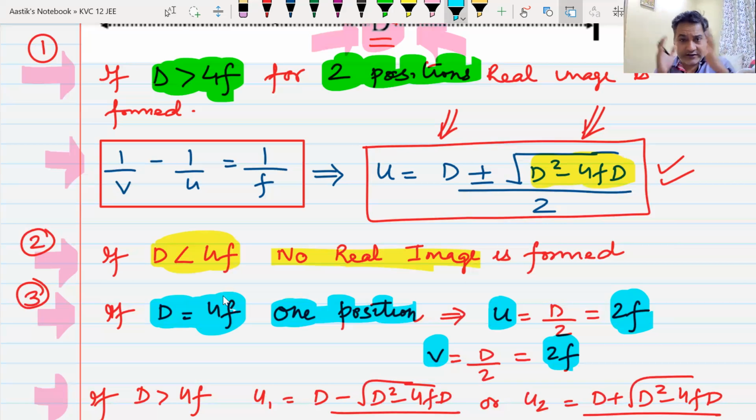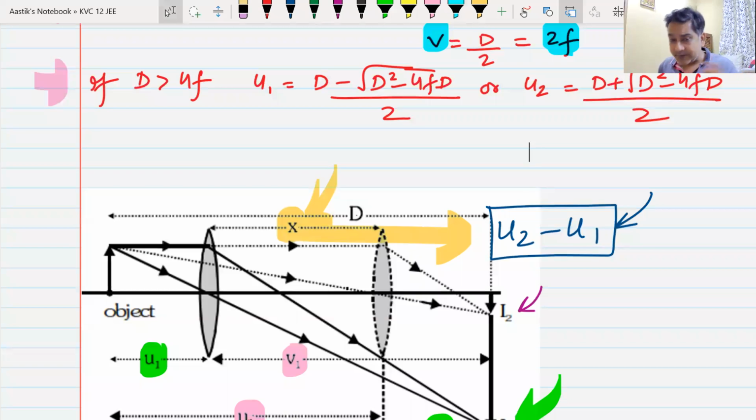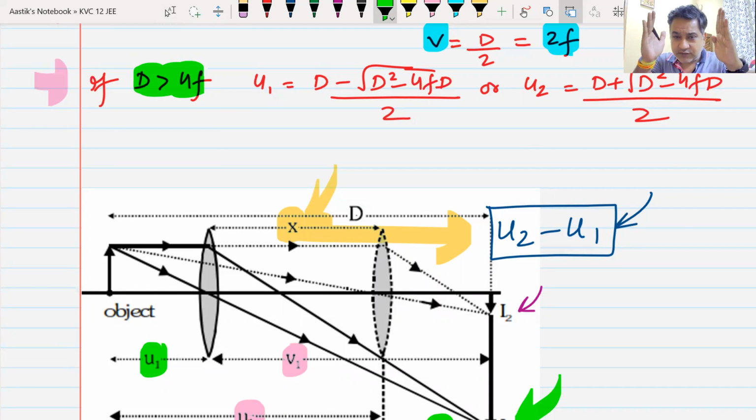Everything comes from that discriminant, D squared minus 4DF. What is the value of that D squared minus 4DF? If you understand that, the rest of the things are pretty simple. Now, what happens? Let us say D is greater than 4F. Then I will have two values of u for which a real image is formed. Remember, I have not changed the position of the object. I have not changed the position of the screen. Only I am changing the position of the lens. For two positions of the lens, we will have a real image formed.